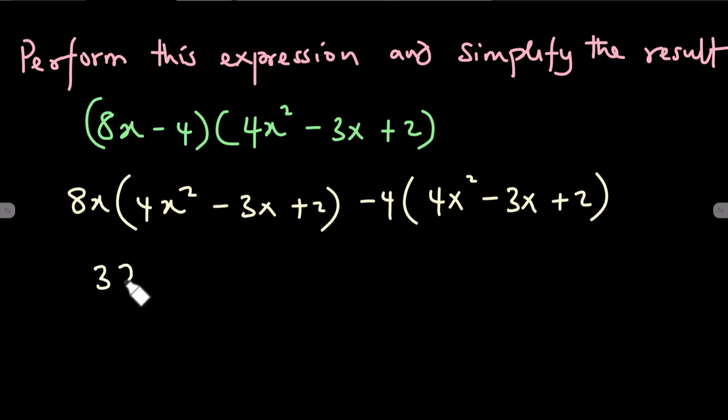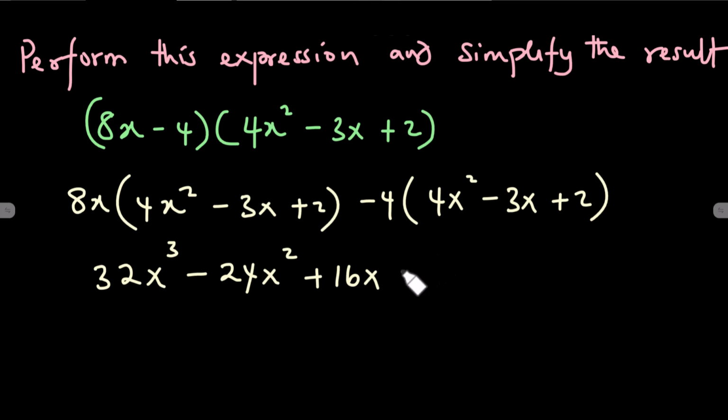That will be 32x cubed. And multiply 8x times minus 3x. That will be minus 24x squared. And also multiply 8x times 2. That will be 16x. And over here, I will do the same.